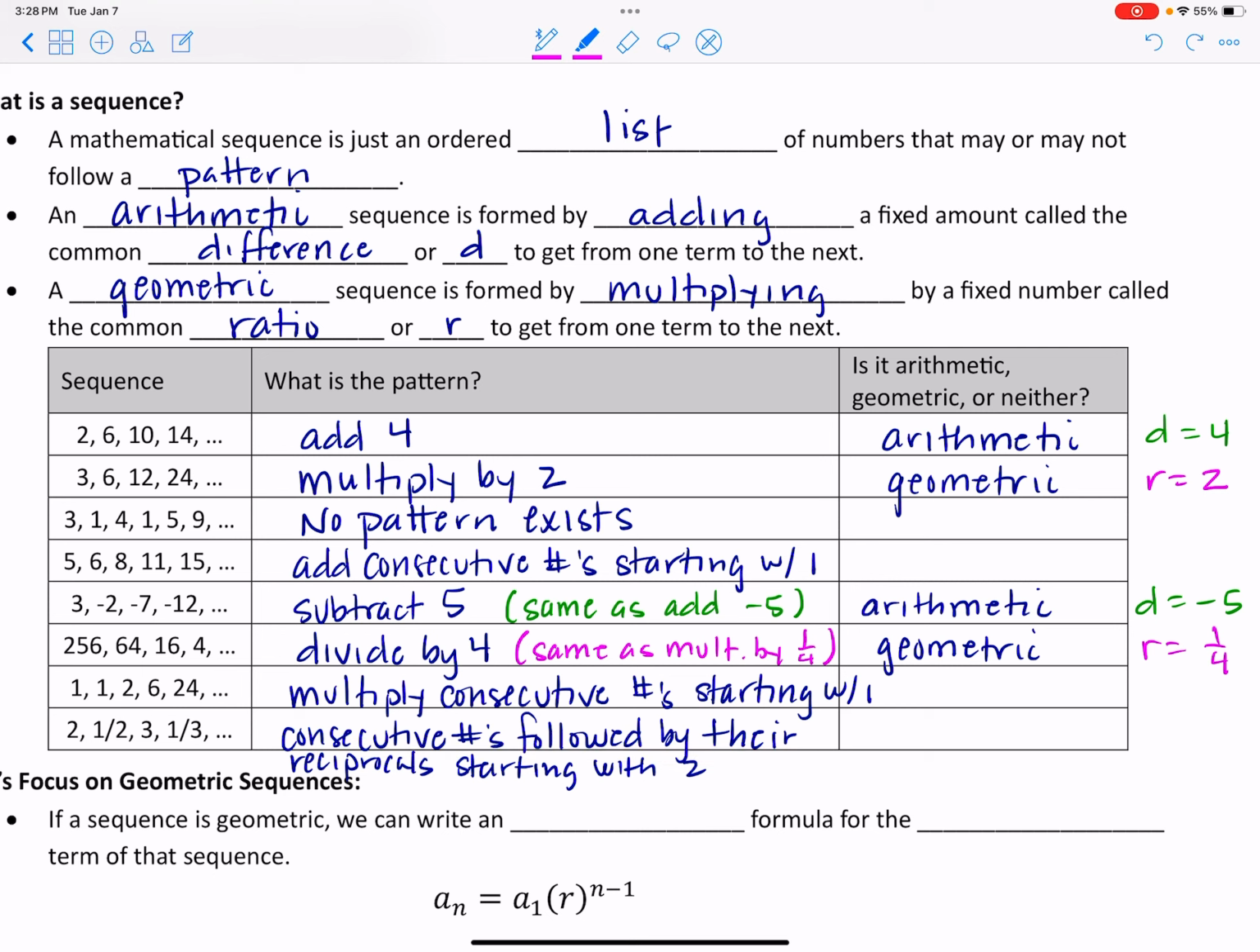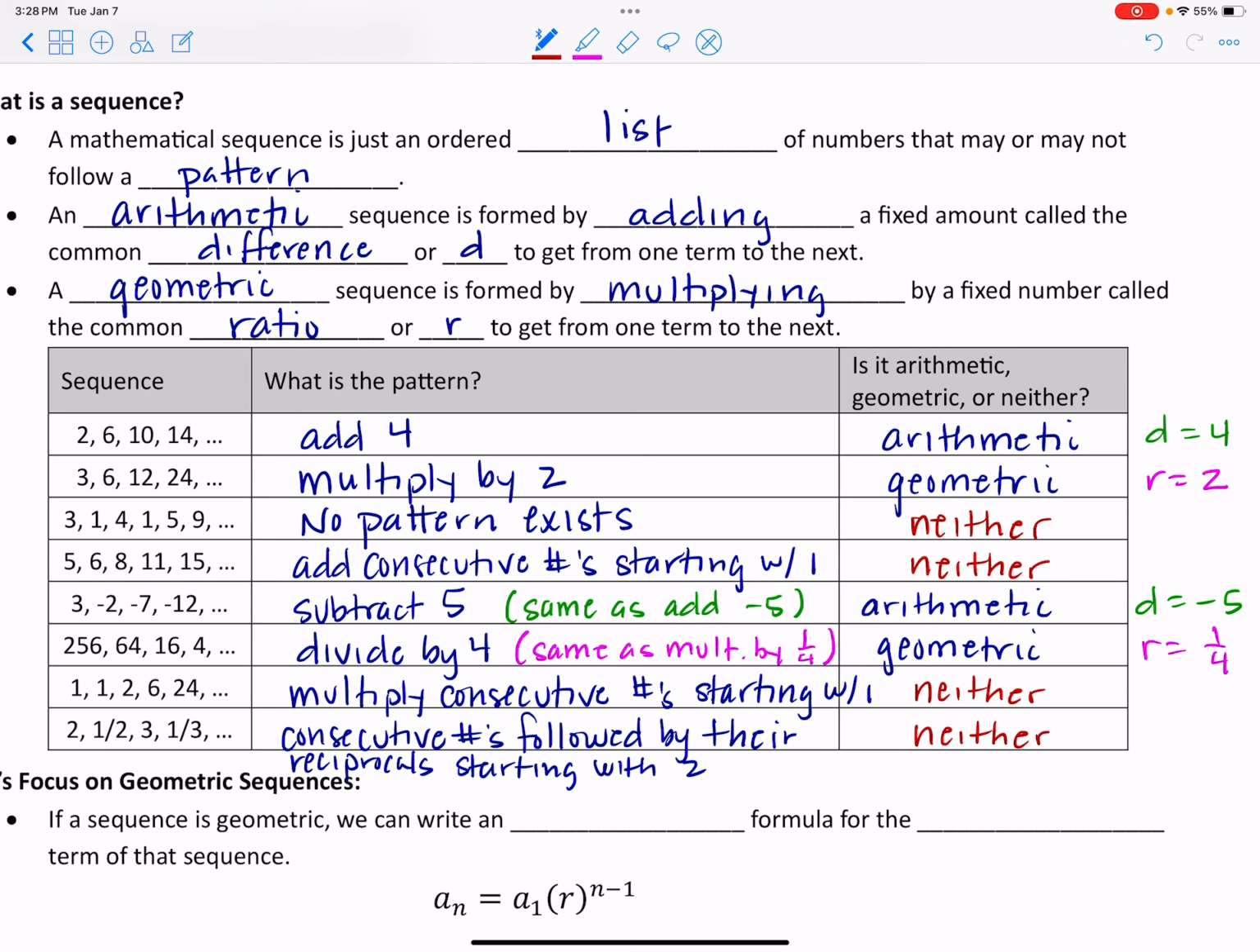Now, the others that have patterns are sequences, just not arithmetic or geometric. So no pattern exists on this one. We wouldn't be able to classify it as either arithmetic or geometric, so we'll say neither, because there's no pattern here. Same for this one, and again for this last one. Okay, so hopefully that concept makes sense.